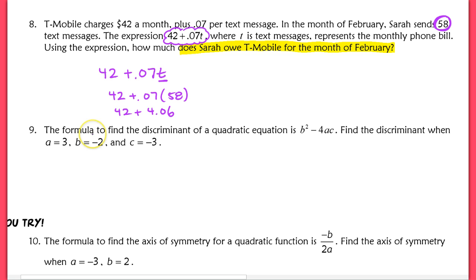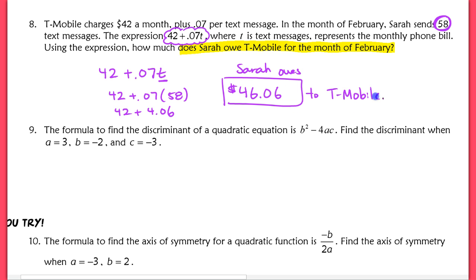Now if I add that total together here, I end up with $46.06. So this is how much she owes to T-Mobile. So Sarah owes $46.06 to T-Mobile. So sometimes they look tough, but they don't end up being that difficult.